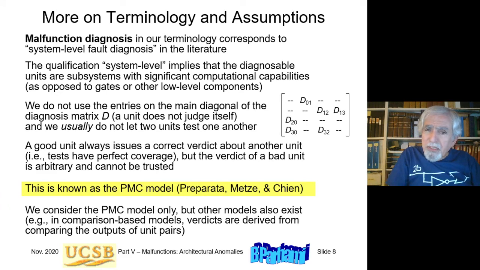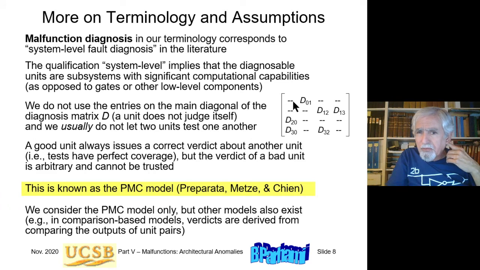Because if there is mutual diagnosis, 0 testing 1 and 1 testing 0, it's much trickier to deduce the health of the units, as we will see in a minute. Okay? So it's anti-symmetric, meaning that if this entry D01 exists, then D10 does not exist. If D20 exists, then D02 does not exist. Also, diagonal entries do not exist because a unit does not test itself.